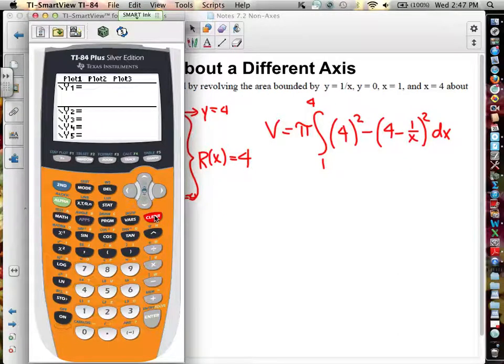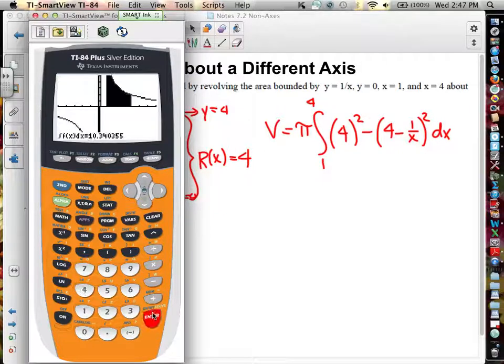So I have 4 squared, I'm just going to type it in as 16, minus that quantity, 4 minus 1 over x needs to be in parentheses as well because it's a fraction. That second term there, 4 minus 1 over x, is squared. And then we're integrating this from 1 to 4. Lower limit is 1, upper limit is 4.